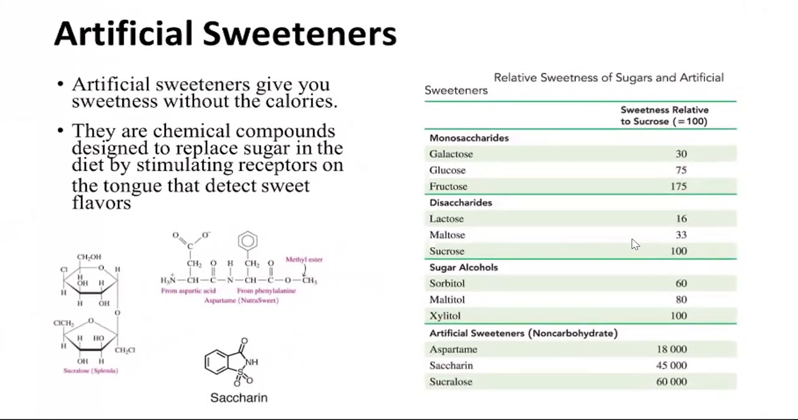What is an artificial sweetener? An artificial sweetener is a molecule that tastes sweet, but it doesn't have the calorie content, meaning that in the body, we don't utilize it to create energy, okay? Now, these chemical compounds are designed to replace sugar in diets by stimulating the receptors on the tongue that detect sweetness, okay?